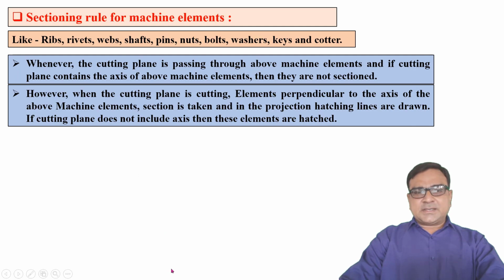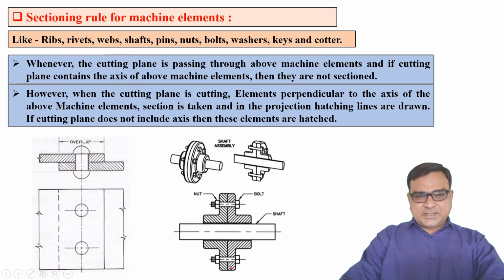However, when the cutting plane is cutting the element perpendicular to the axis of the above machine elements, the section is taken and in projection hatching lines are drawn. If the cutting plane does not include the axis, then the elements are hatched. So these are two examples of machine elements like this. Here this is one rivet which fastens two plates. So in the sectional view, this rivet looks like this. It is not drawn with hatching lines or section.